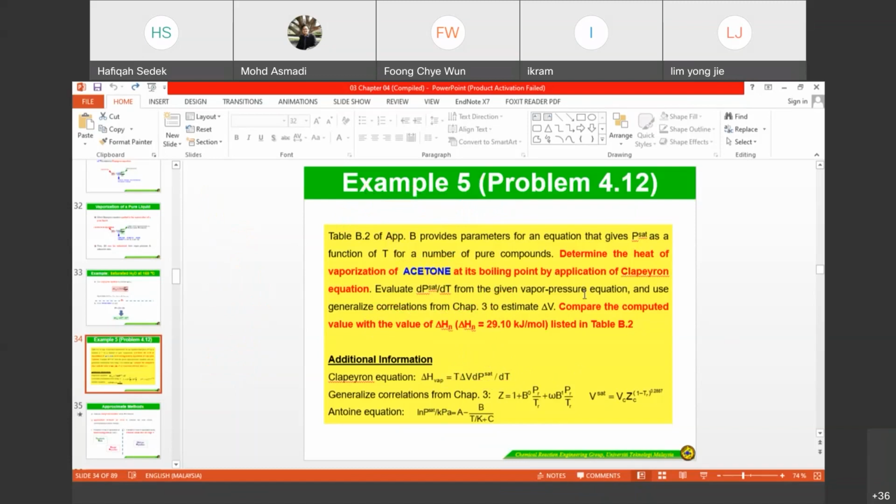Is it clear, the steps? I don't remember this one. Where did I get this example?